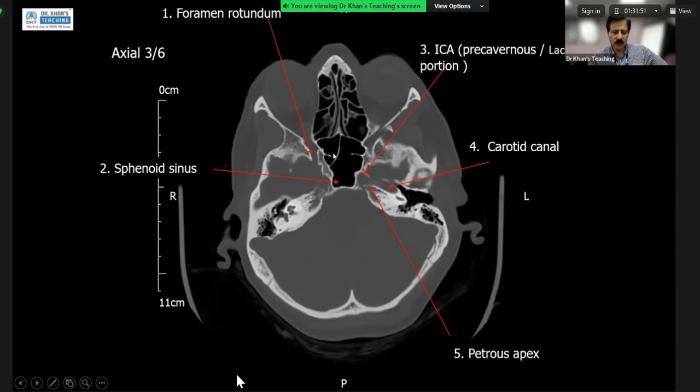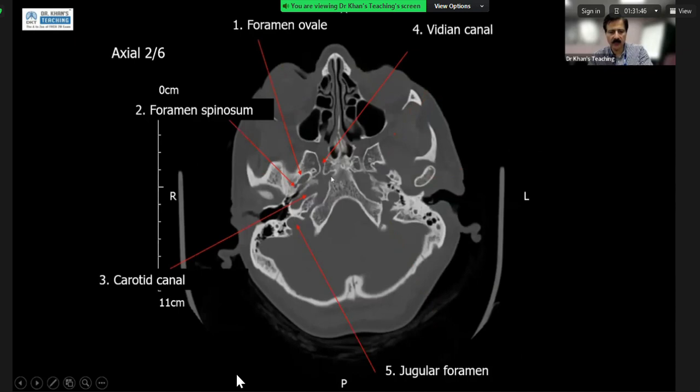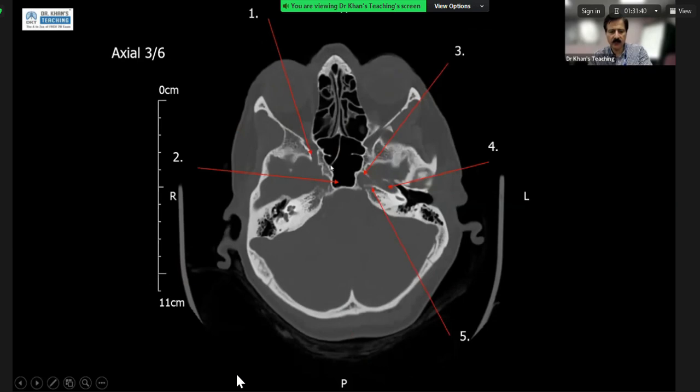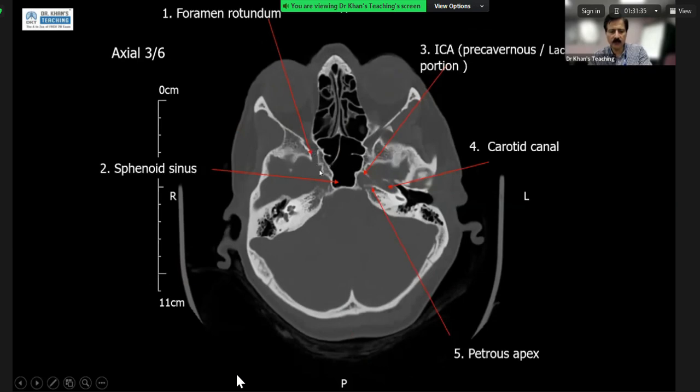Now, this is sphenoid sinus, and lateral to that is foramen rotundum. So I go back. This was Vidian. You see the sphenoid sinus is not visible to you. So we are inferior to that. Now the sphenoid sinus is visible, and this is rotundum.